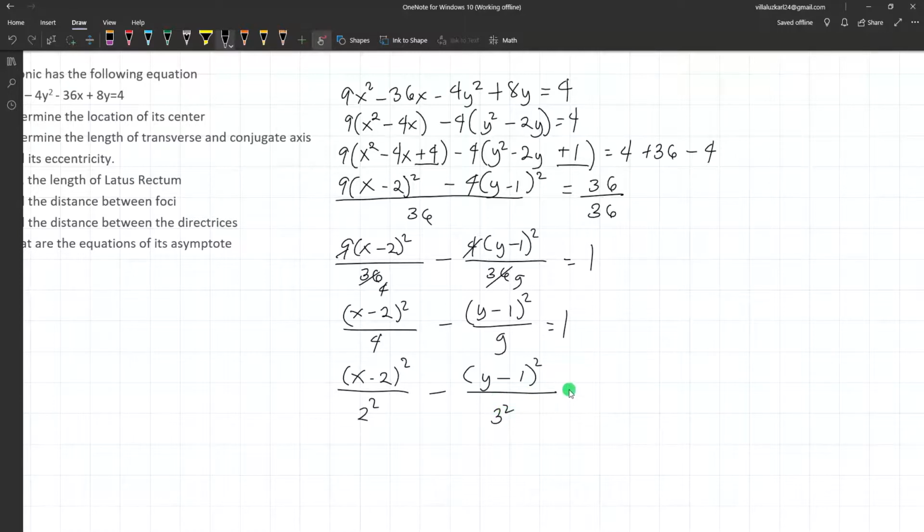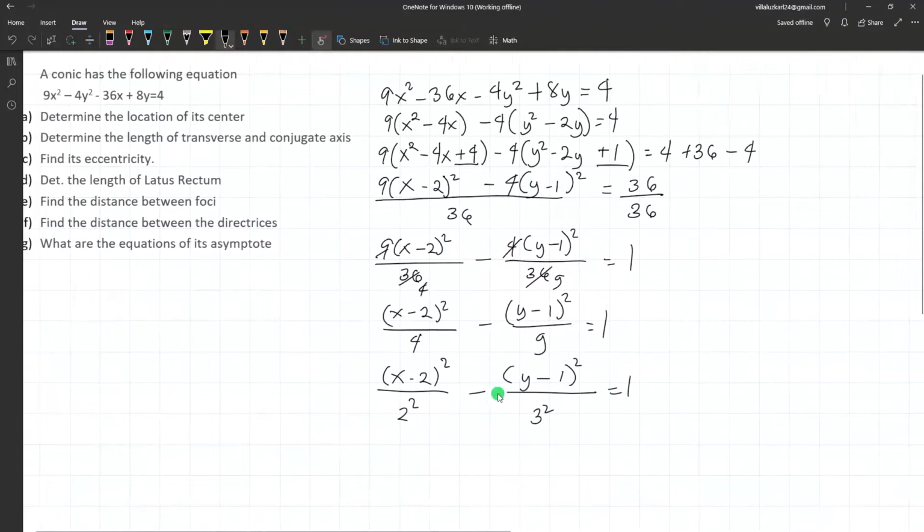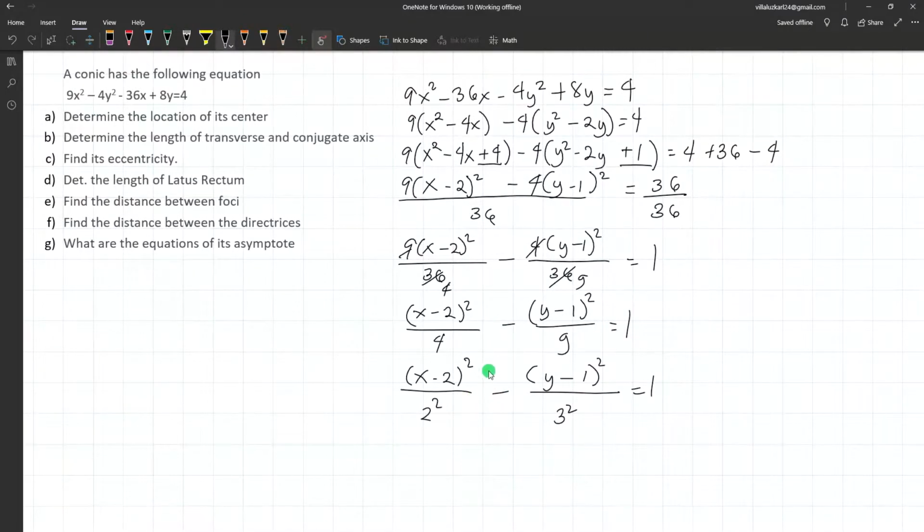For question A, determine the location of the center. The center is at (h, k). For the x coordinate, we take the opposite sign of negative 2, so that's positive 2. For the y coordinate of the center, negative 1 becomes positive 1. So the center C is at (2, 1).